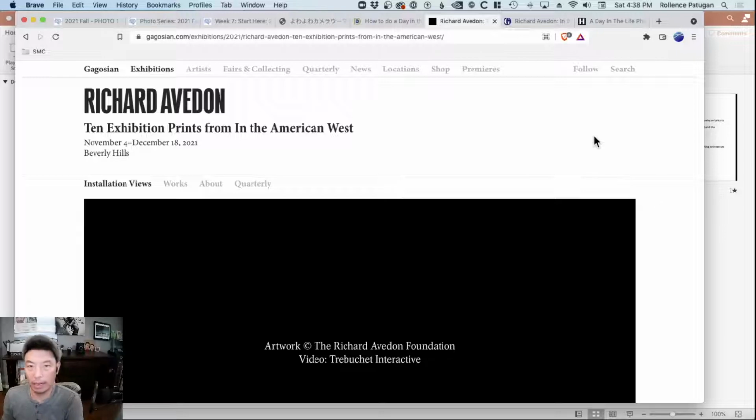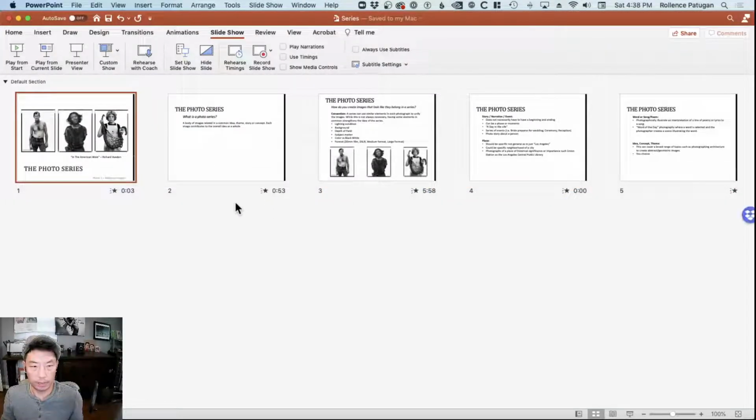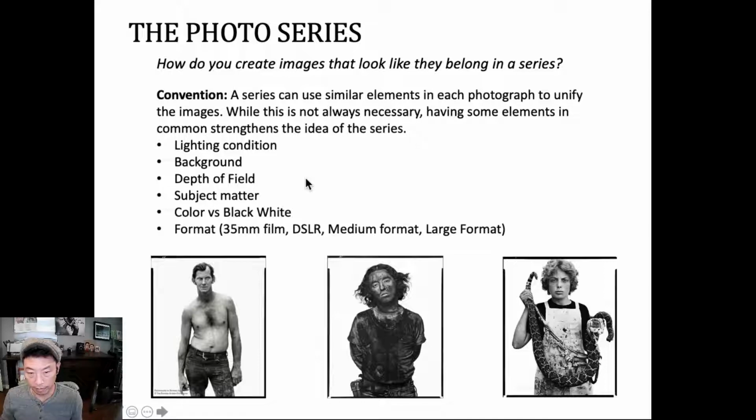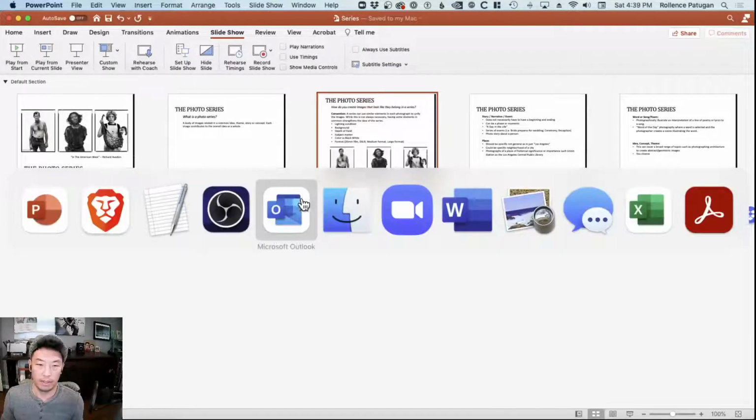Now, I just talked about how there's a lot of convention that was placed in the work, like in terms of how everything is laid out with the lighting, background, format, it's in black and white, etc. It doesn't mean you have to follow all of those conventions in order for something to be a series. In fact, if your idea is so strong, you could transcend all of these conventions. If it's such a very impactful concept, you don't have to necessarily follow every single one of these things to make it look like they belong together. Let me show you an example of what I'm talking about.